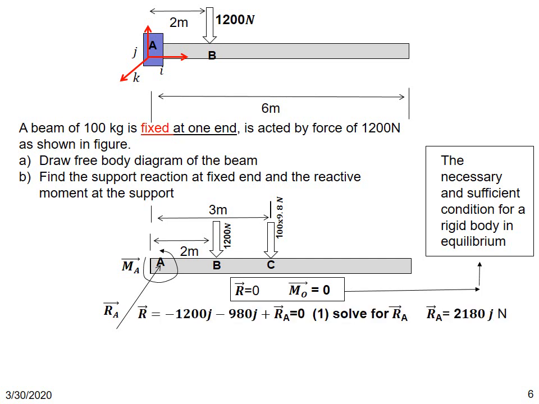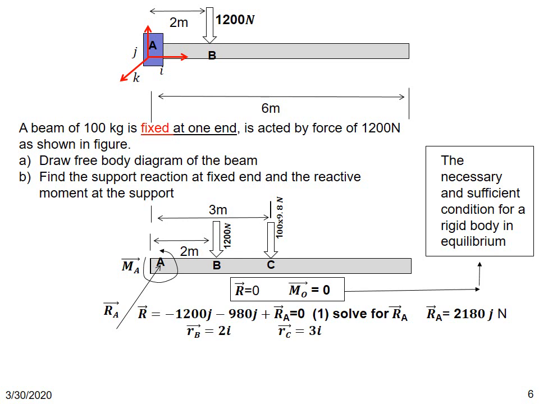So what is R? The sum of all forces on this beam. We know that there is 1200 Newton acting in the minus J direction and 980 Newton acting in the minus J direction, plus Ra, which is the unknown. The sum of all these forces will be 0. We can solve for Ra straight away from this equation as Ra equals 2180 Newton in the positive J direction.